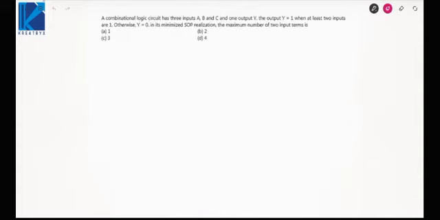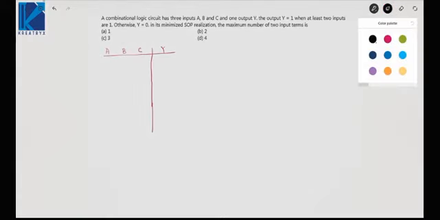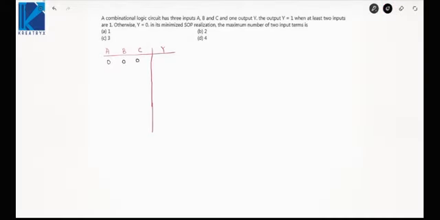Next problem. A combinational logic circuit has 3 inputs A, B and C and 1 output Y. The output Y is equal to 1 when at least 2 inputs are 1. Otherwise, Y equal to 0. Find, in its minimized SOP realization, the number of two input terms. So it has three inputs and output will be 1 when at least two inputs are 1. Okay. So let us draw the truth table. Three inputs can have 8 combinations.